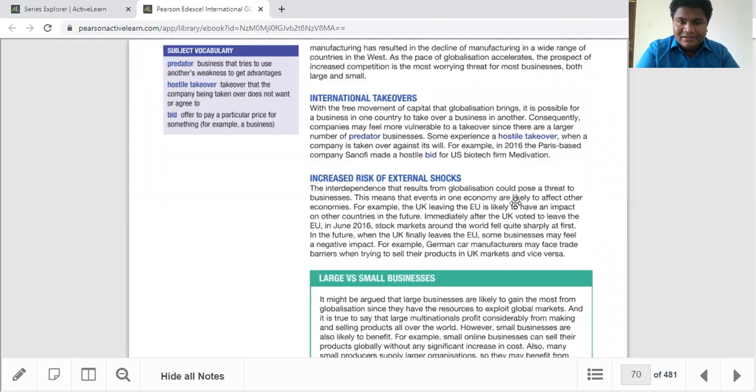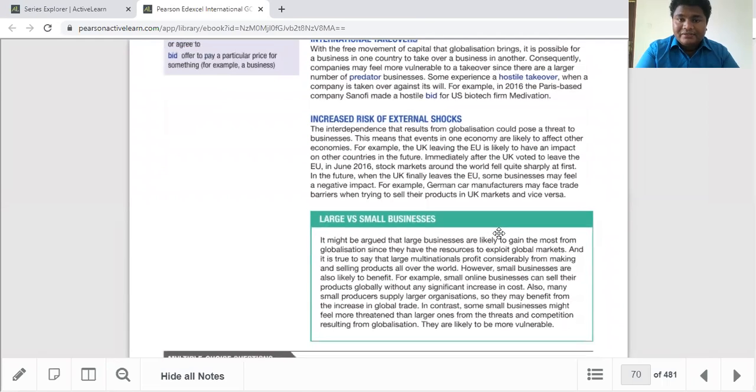Look at the last disadvantage of globalization: increased risk of external shocks, because you are now depending on other countries. Interdependence becomes very high, and one country is tied to another. So if something happens in the USA, that shock will come to Sri Lanka as well. If something happens in China, that will impact us as well, because of the increased risk of external shocks. You can see nowadays what happened as a result of globalization. They pose a threat to business. This means that an event in one country's economy is likely to affect other economies. For example, the UK leaving the EU. So, right? Give me 1 second.